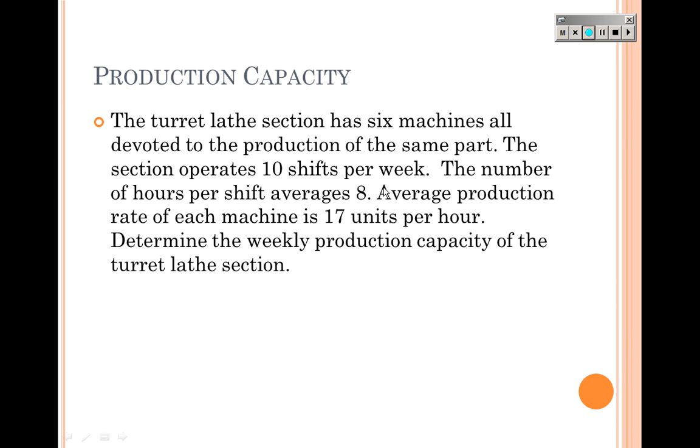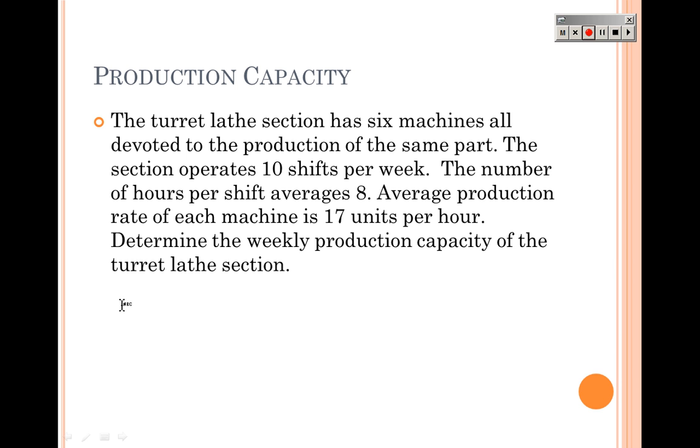So let's look at this problem. If a turret lathe section has 6 machines, and they all can make the same part, and this section runs 10 shifts per week and about 8 hours per shift, each machine makes 17 units per hour, so how many can this section make in a week?